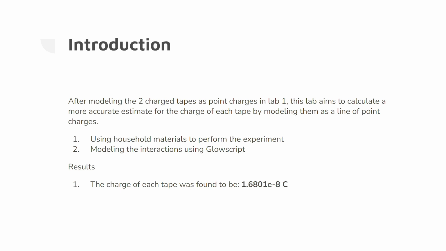So the experimental setup was exactly the same as Lab 1. We used simple household materials to set up and perform the experiment, and then we're going to model those interactions using GlowScript. And ultimately, the result of this lab was that we found the charge of each tape to be 1.6801 times 10 to the minus 8 coulombs.